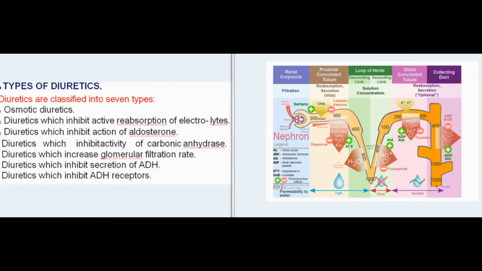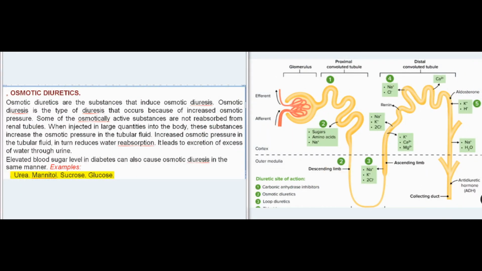Types of diuretics. Diuretics are classified into 7 types: osmotic diuretics, diuretics which inhibit active reabsorption of electrolytes, diuretics which inhibit action of aldosterone, diuretics which inhibit activity of carbonic anhydrase, diuretics which increase glomerular filtration rate, diuretics which inhibit secretion of ADH, and diuretics which inhibit ADH receptors.